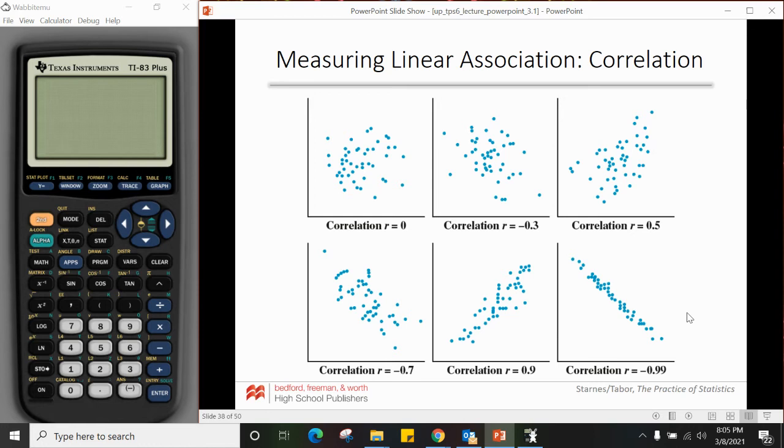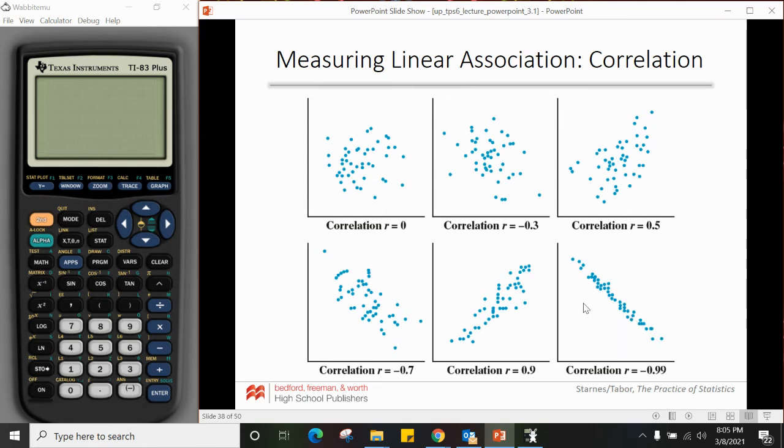So here's 6 scatter plots with the different correlations. You can see this is 0. There's really no correlation here. -0.3, still very, very weak. R is 0.5. Okay, that's somewhat of a positive relationship. And in the bottom, we're starting to get a little bit stronger: -0.7, and then +0.9, and -0.99.